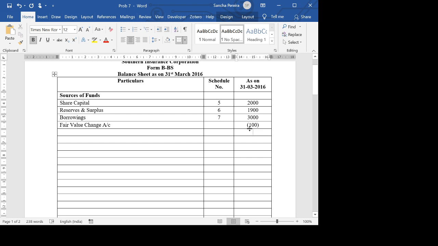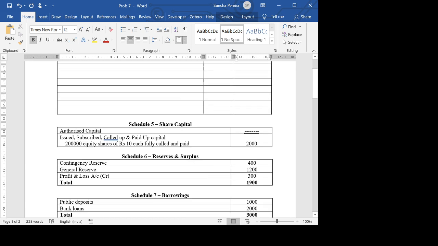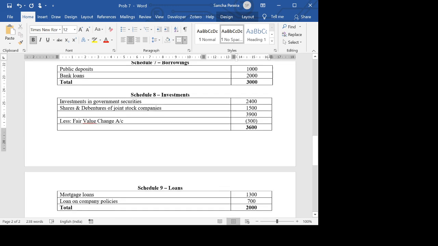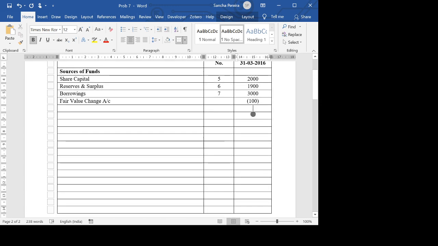Is that clear? Okay, so please remember this. Fair value change account can be a debit as well as a credit balance. And how I've derived all this is through this calculation. Fine. So let's go ahead because we need to finish this problem. I will come back in case there are questions towards the end of the problem. I will address those queries later.